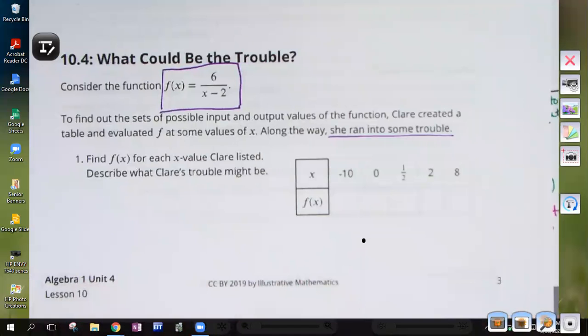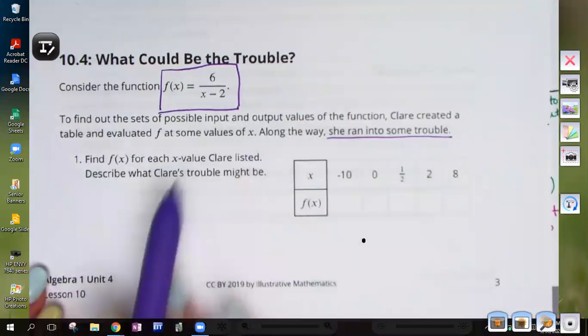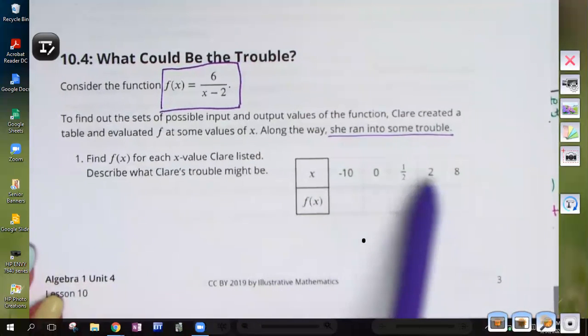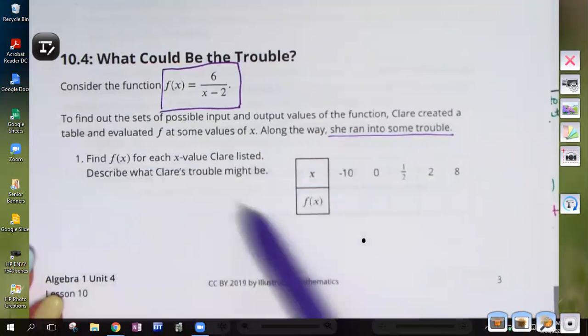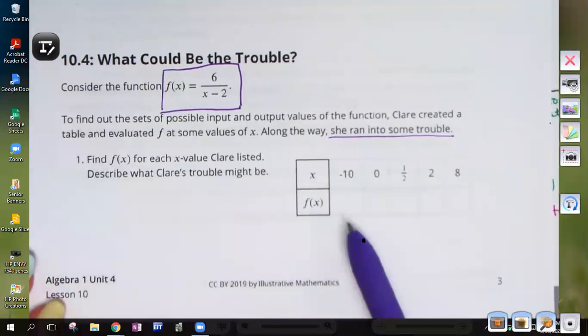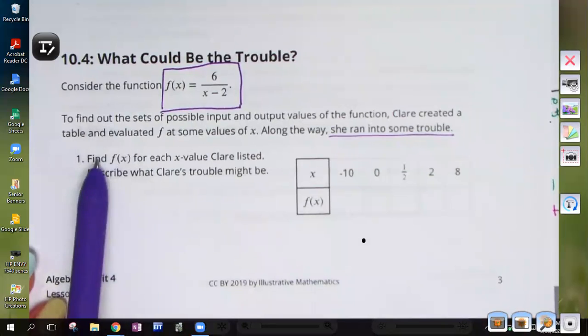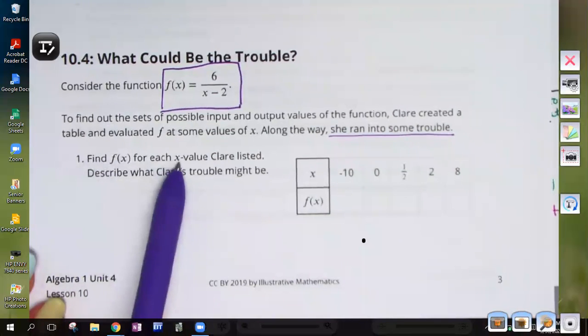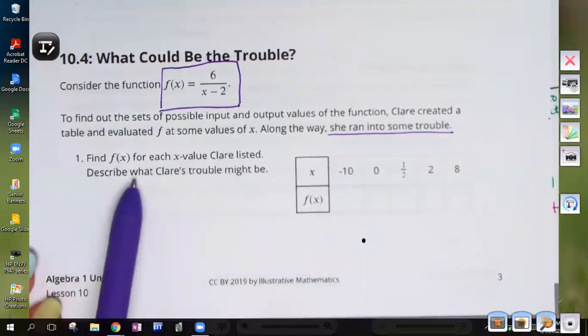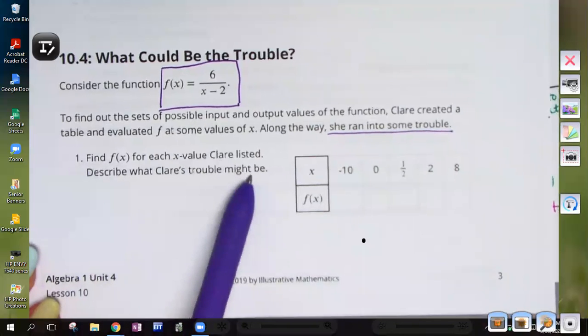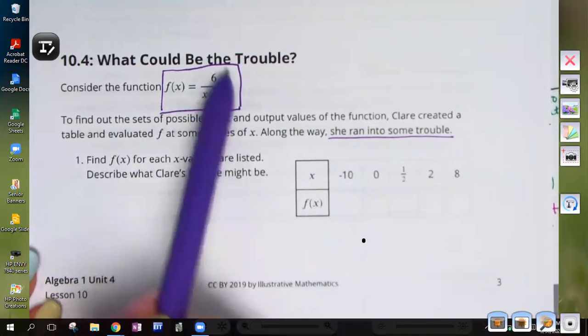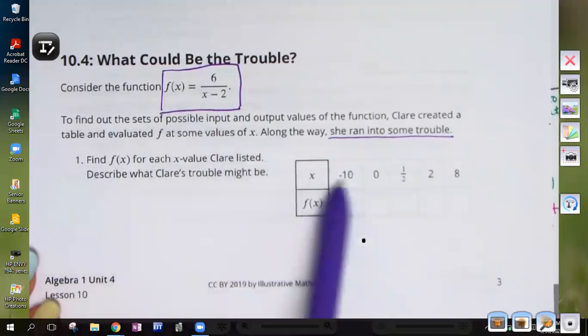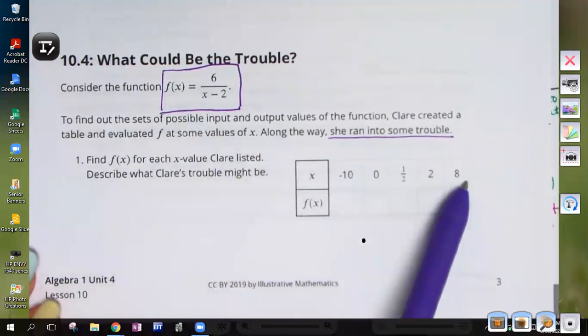Now, number one, this is a throwback to a skill we've done before. This first number one has nothing to do with domain and range just yet. Okay, this is a throwback question. It says find f of x for each x value Claire listed. Describe what Claire's trouble might be. So we're gonna use this function. We have an equation, we have variables, what do we do? Plug them in.